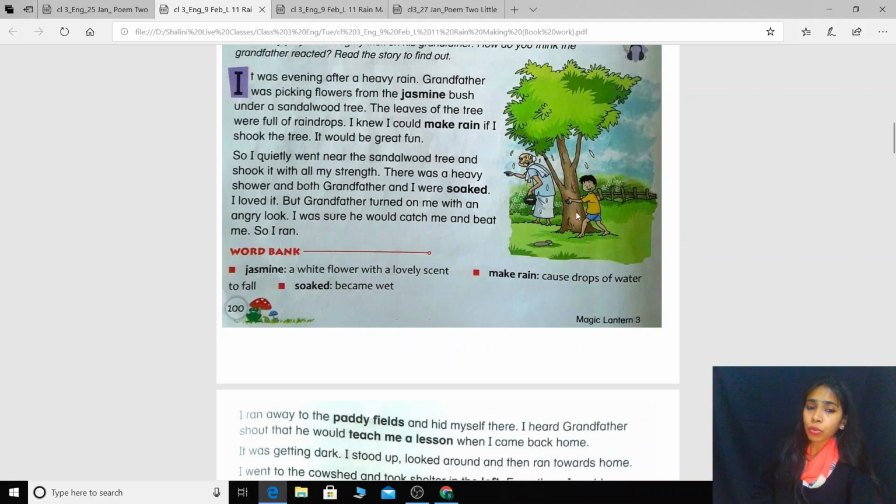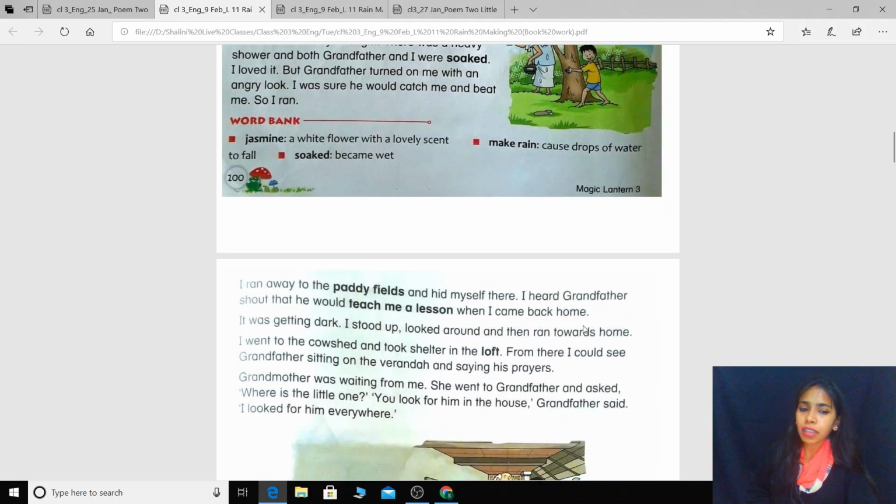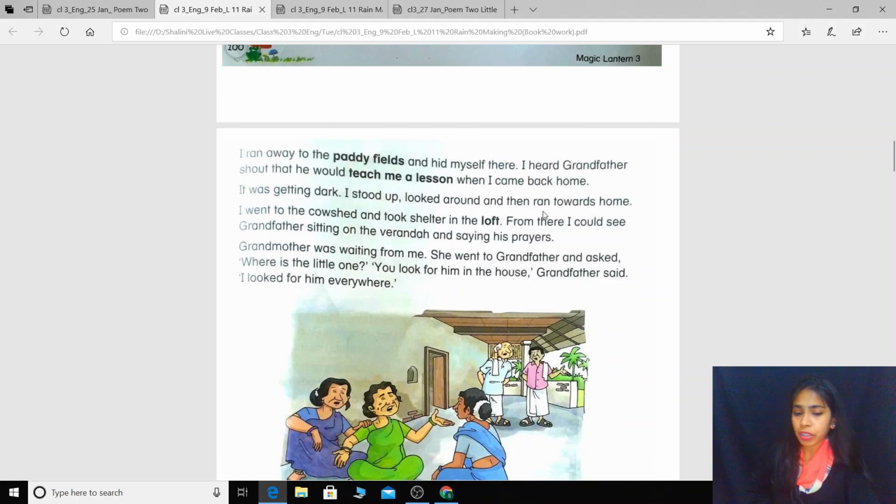So Raja knew that if he got caught by grandfather now, he would get a beating, because grandfather was very angry at this time, right? So then what he did, he hid himself, right? He went to the paddy fields and hid himself. And then grandfather shouted that I will teach you a lesson when you are back.